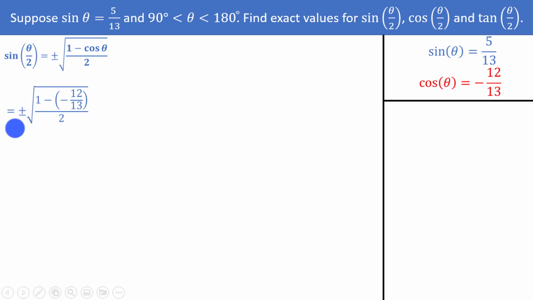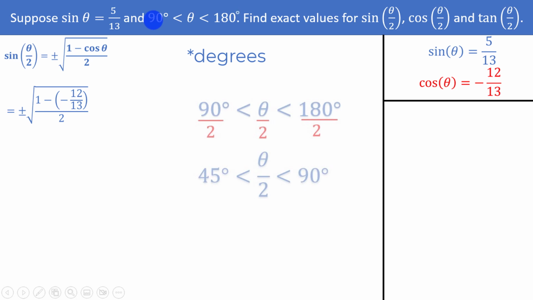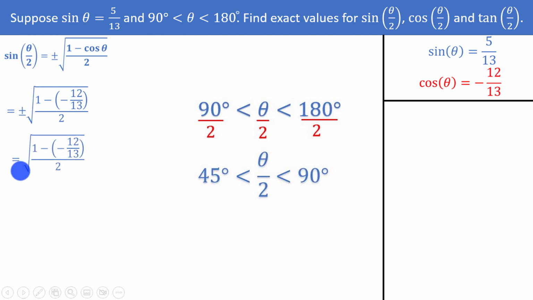Recall that for the half-angle identities, there is not two solutions. There's only one solution, which depends on the quadrant of theta over 2. We are told that theta is between 90 and 180. That means that theta over 2 must be between 45 and 90. So theta is in quadrant 2, but theta over 2 is in quadrant 1. Sine is positive in quadrant 1, so therefore we only need the positive square root.